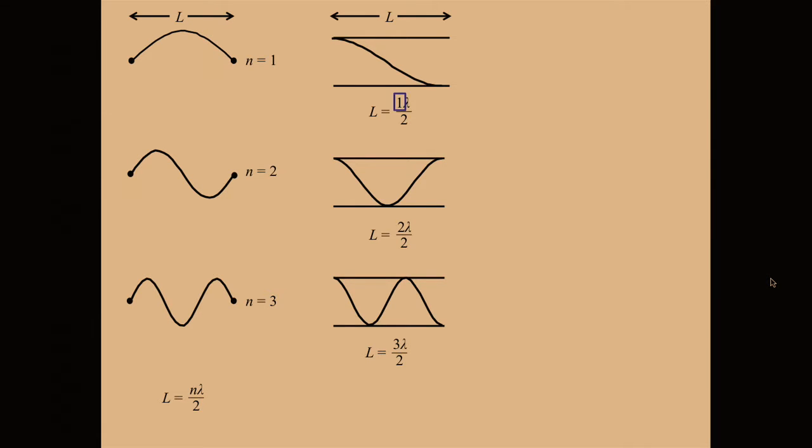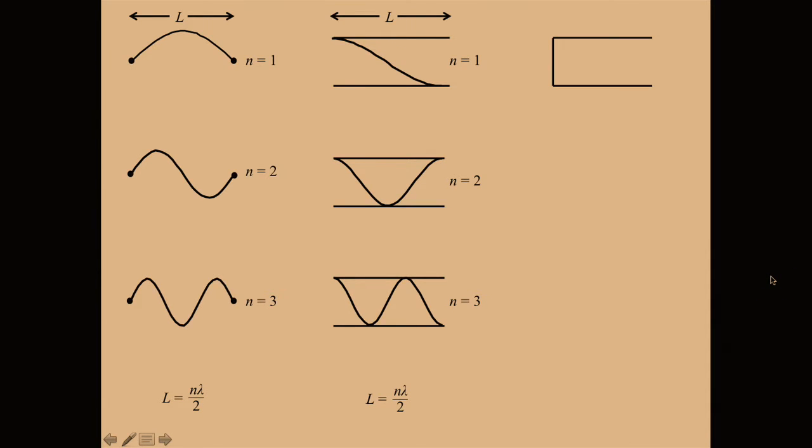If we compare the formulas, again we count up 1, 2, 3 in the numerator. Let's just call that value n, and now the equation is L equals n times lambda over 2. And as we're counting up for n, it is 1 and then 2, and then in the bottom picture, n was 3.